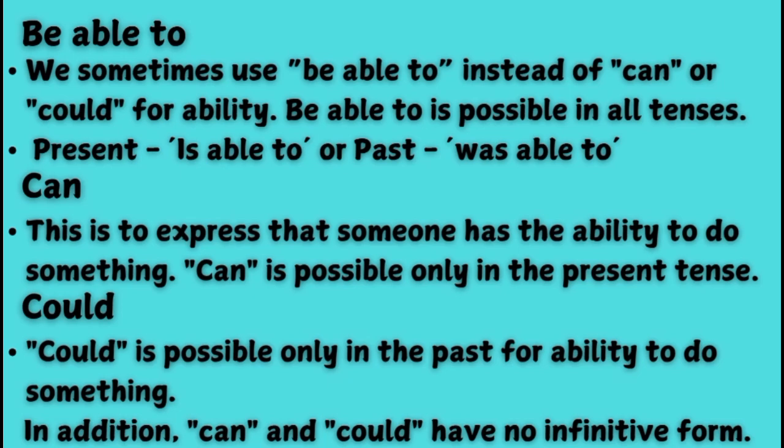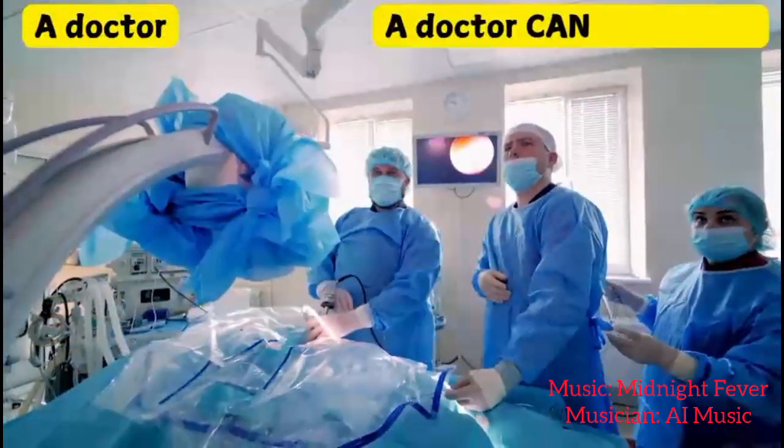Can. This is to express that someone has the ability to do something. Can is possible only in the present tense. Could is possible only in the past for ability to do something. In addition, can and could have no infinitive form.